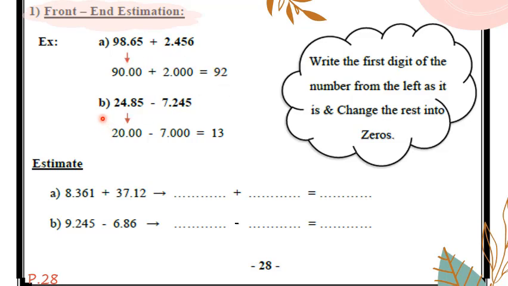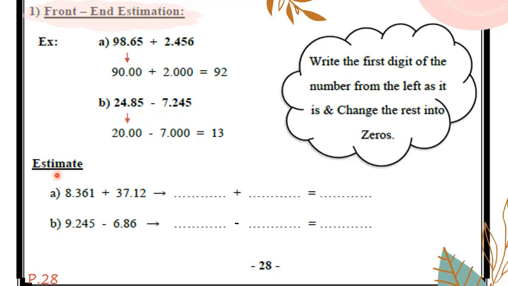In example B, 24.85 minus 7.245. Here I'm gonna use the estimation of front end. Here I'm gonna write the first digit. The first digit here is 2 and replace all the numbers with 0. So it will be 20.00 minus, here the first digit is 7. So I'm gonna write the 7 and the rest will be 0. So 20 minus 7 equals 13.